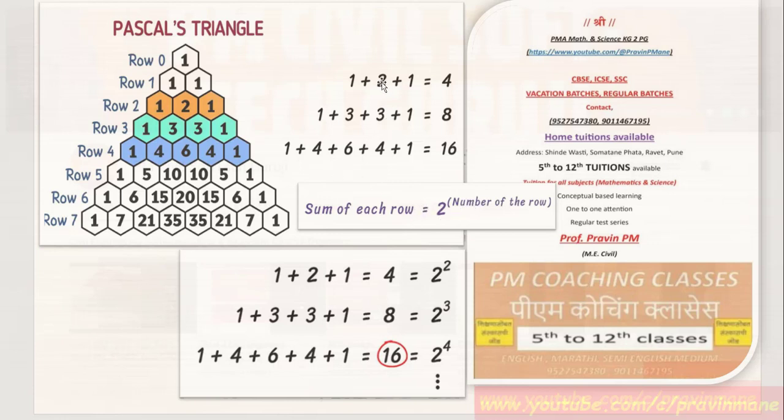So this is the second row, 2 raised to 2, 2 raised to the number of rows. This is the third row, 2 raised to 3. This is the fourth row, 2 raised to 4.